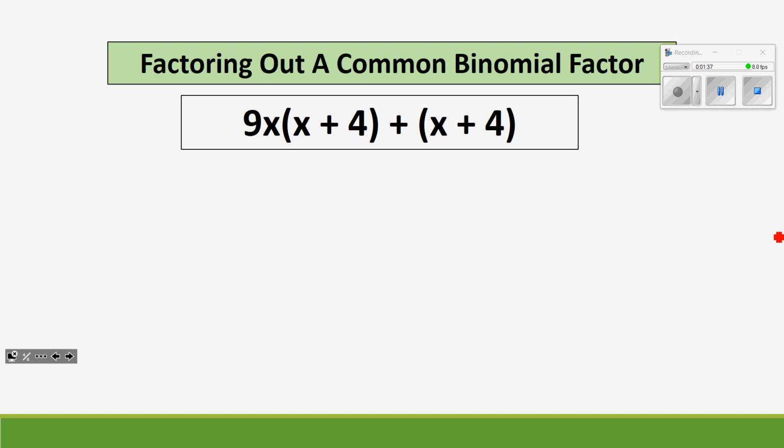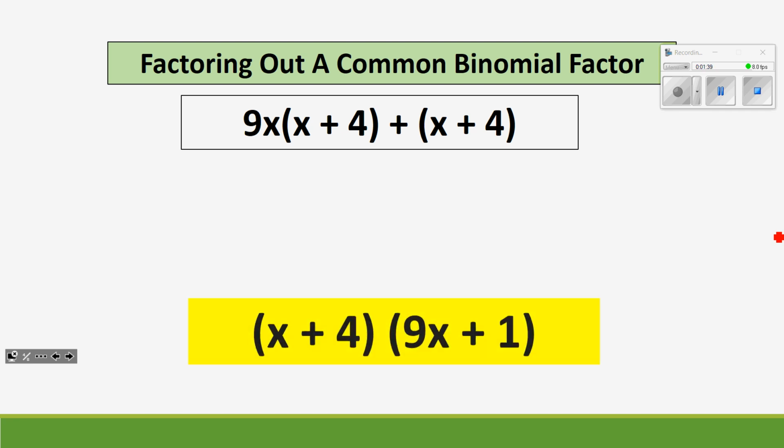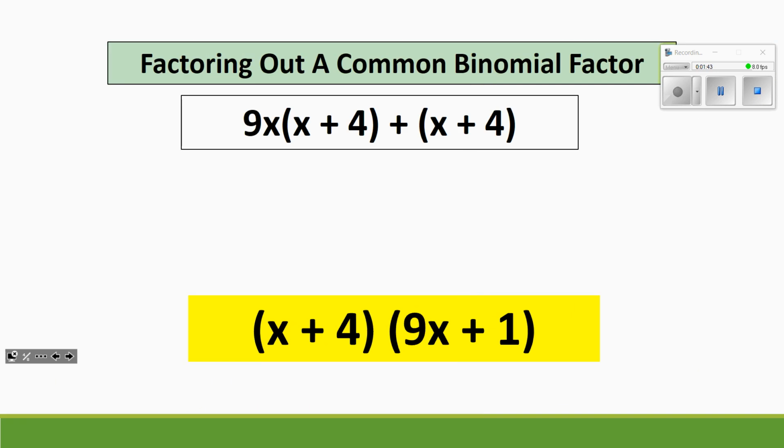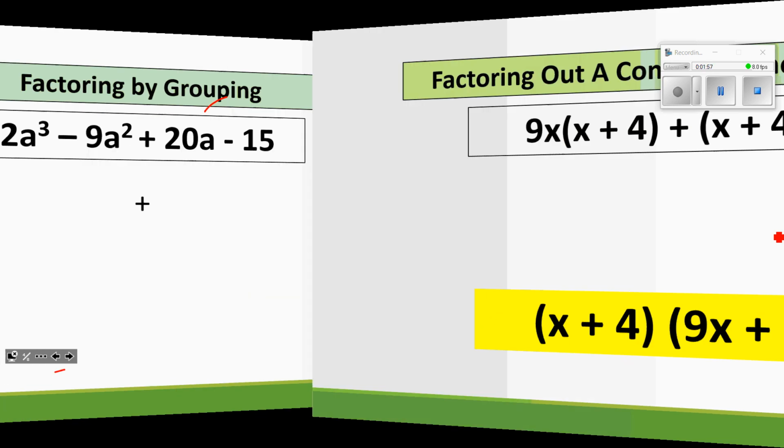Again, if you look at the two identical binomials that are here, we have an x plus 4 and an x plus 4. So we know that's going to be one of our binomials in our final answer. Here we have that invisible 1 that's in front. So if we do the 9x plus 1, that's going to create our second binomial.